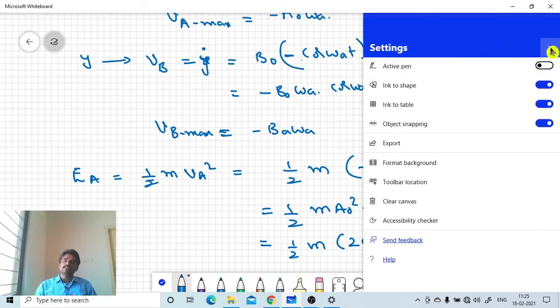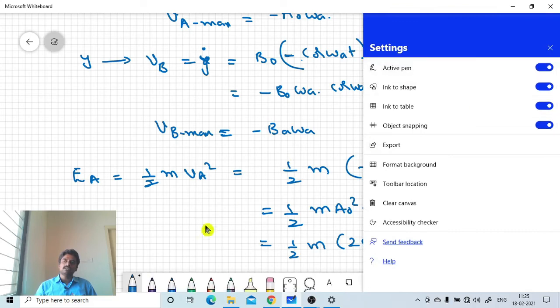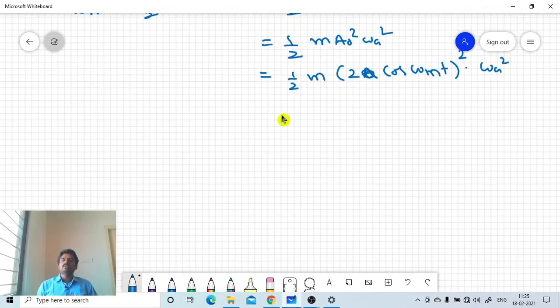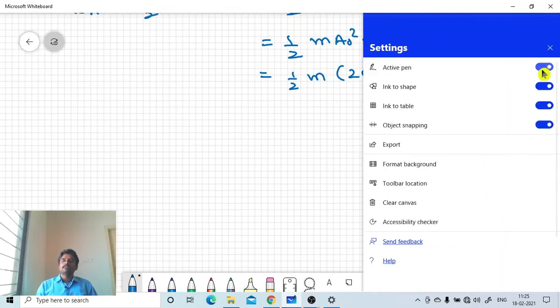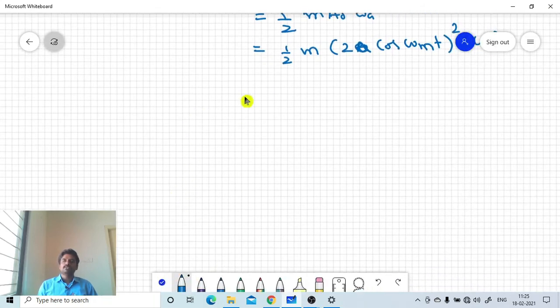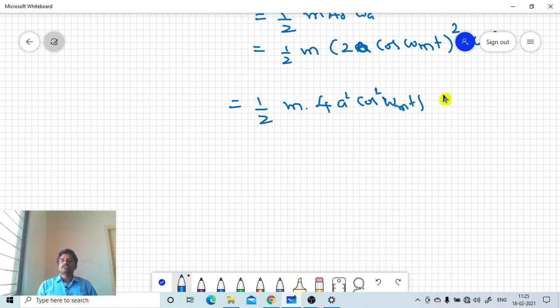Now this is the square value. The 2 square is inside the square, so 2 square means 4. Finally, this 4 divided by 2, we will get 2m. If you are having some confusion, I will write one more step, not an issue. Half into m into 4a square cos square omega m t into omega a square, we will get omega a square.